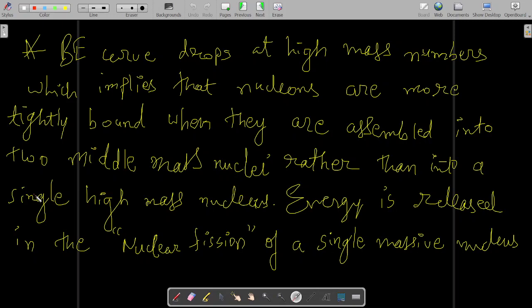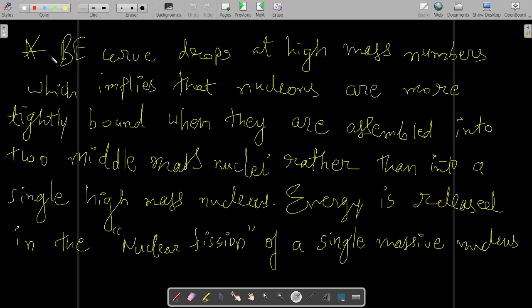Okay, suppose a nucleus has atomic mass number 200. And if it breaks down into 100 and 100, then these two intermediate nuclei of mass numbers 100 and 100 will have greater binding energy per nucleon than the original 200 nucleus. So the stability will increase.